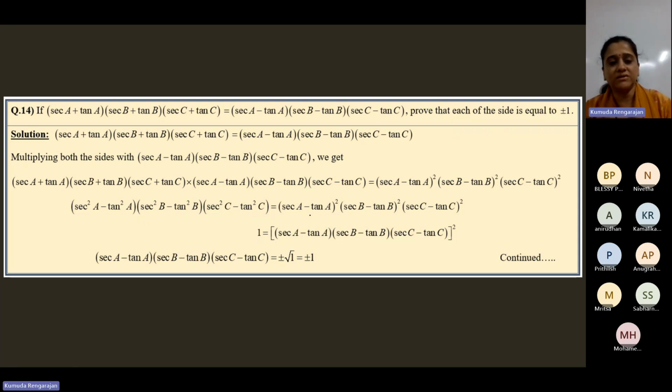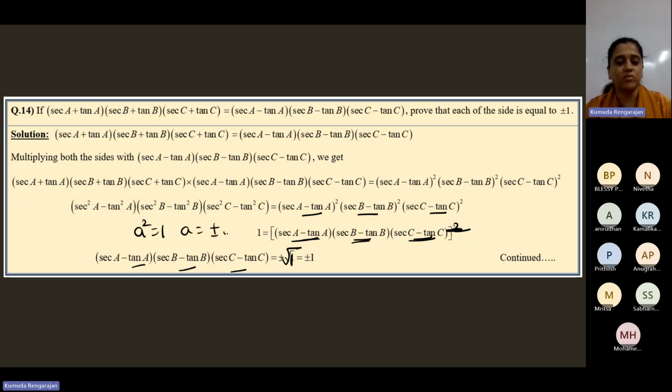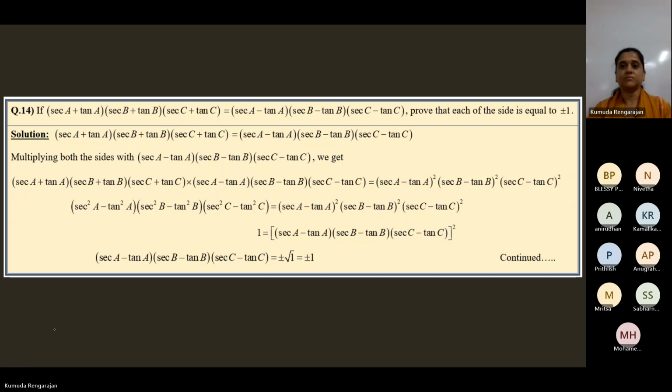And here, this is like A square, B square, C square, which can be written as A into B into C the whole square. So secant A minus tan A into secant B minus tan B into secant C minus tan C, the whole square is equal to 1. Like if you have A square is equal to 1, then A is equal to plus or minus square root of 1, which is plus or minus 1. Correct?